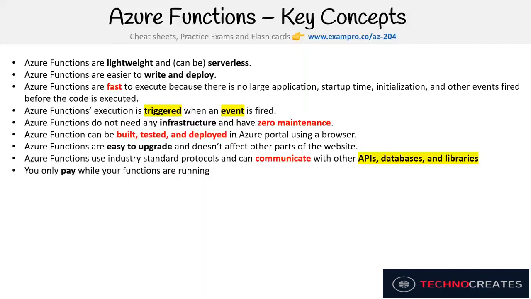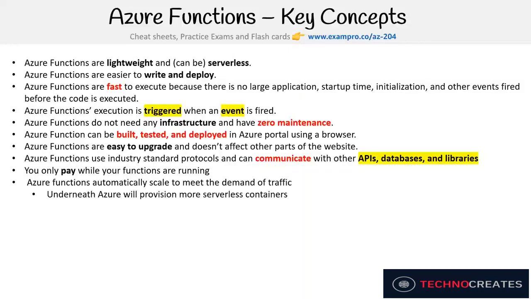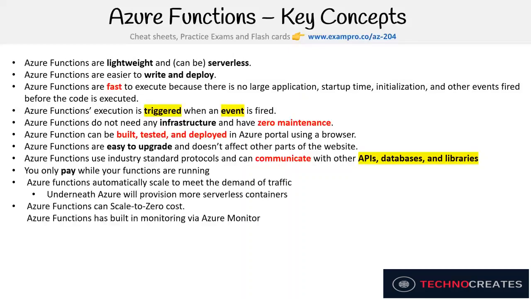That's true. You only pay while your functions are running. That is true if you use the serverless model. If you're continuously running virtual machines behind the scenes, then you are going to be paying all the time. Azure Functions automatically scale to meet the demand of traffic. That is true. Underneath, Azure will provision more serverless containers. That is true. Azure Functions scale to 0 cost. Again, depend on your hosting.